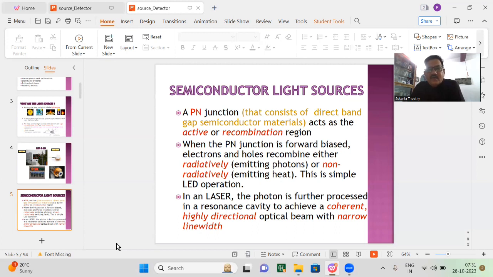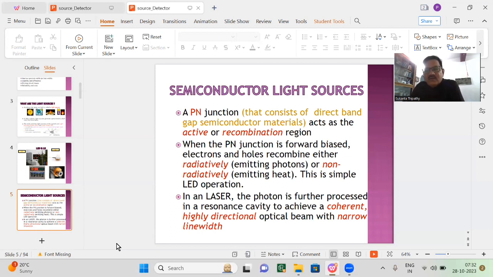So when I say a forward bias PN junction, we mean that a P type of semiconductor and an N type of semiconductor should be formed. In fact, they should be sandwiched to form a PN junction. And when you apply a bias, in fact a forward bias, then the electrons and holes will be injected into the small portion created near the junction, which is called the depletion region.